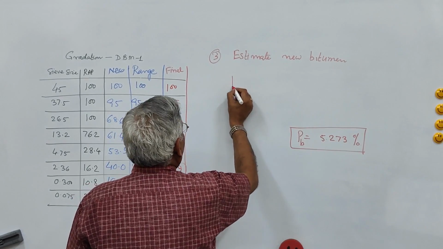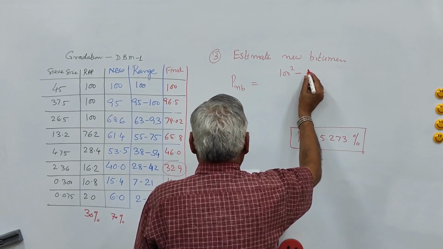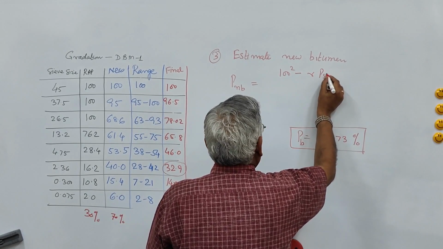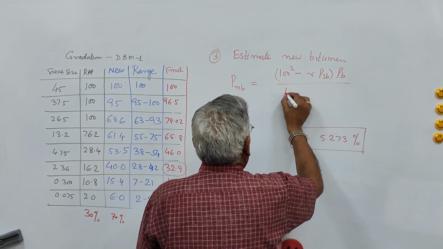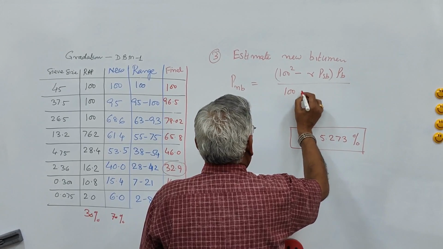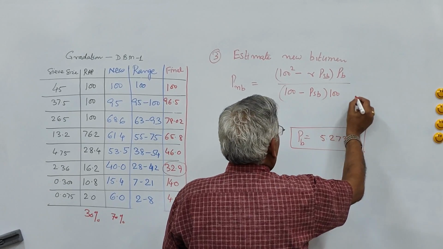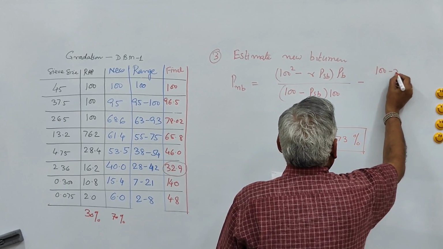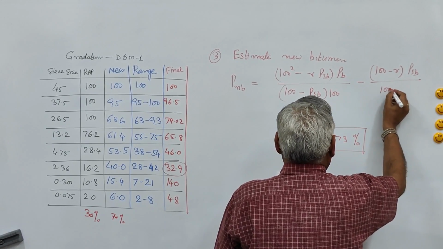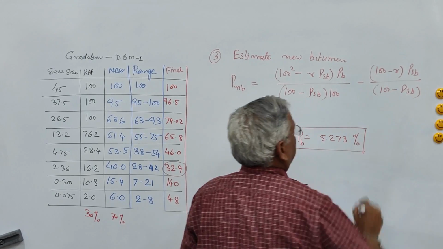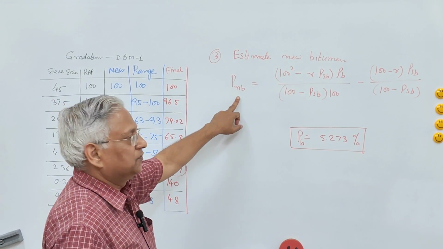And that is given by this equation. Pnb is equal to (100² − R × Psb) × Pb upon (100 − Psb) × 100 minus (100 − R) × Psb upon (100 − Psb). That is the equation to calculate the requirement of new bitumen.